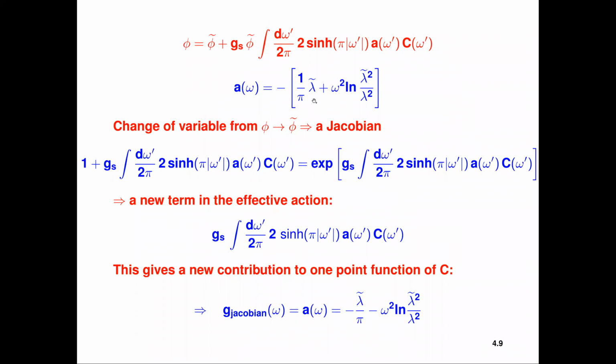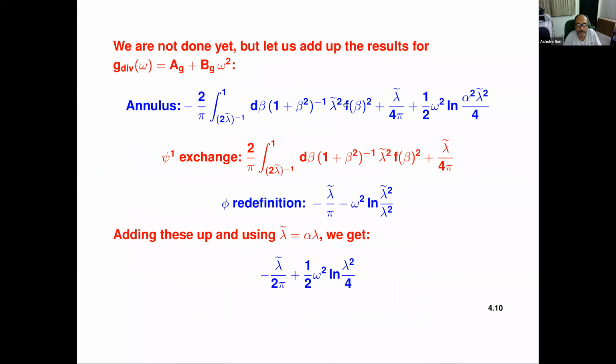Are there other questions? Okay, so we are not done yet. But let's at this stage add up the results that we have gotten so far for the divergent part of G. As we discussed earlier, it had the structure of AG plus BG times omega squared. So this is the annulus contribution. This is the psi 1 exchange contribution here, and from phi redefinition, this is what we got.